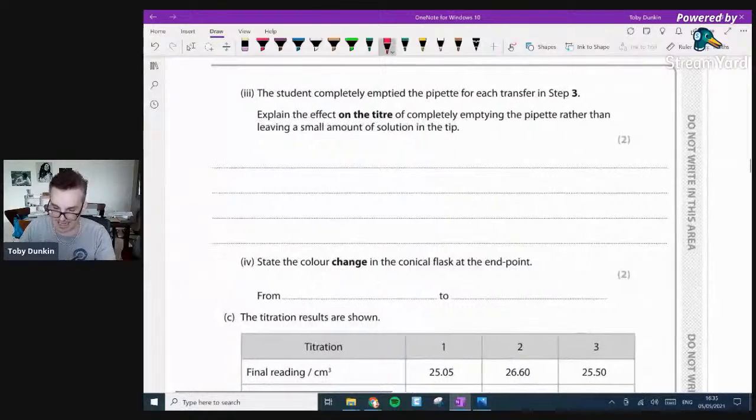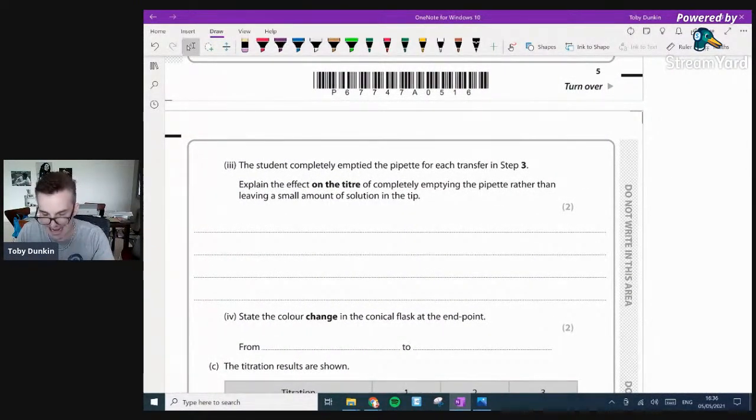The student completely emptied the pipette for each transfer. Now that, you actually don't do that. This is actually a really common mistake.